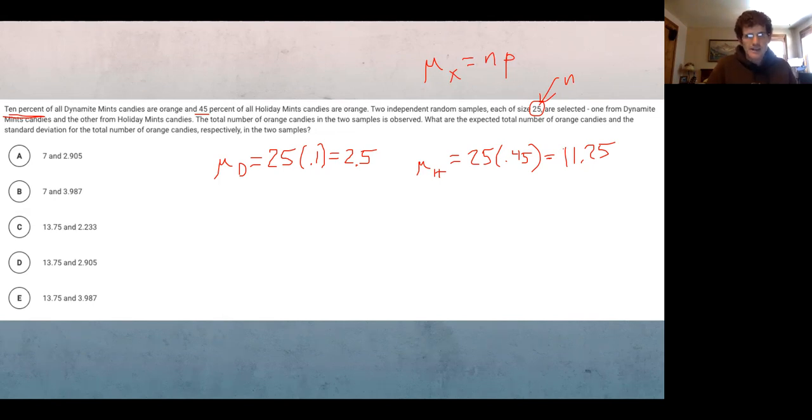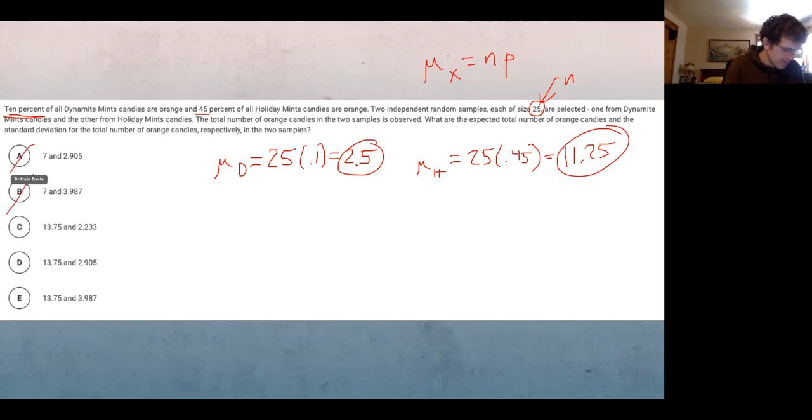So now that we've got it, the combined number of orange candies, maybe if I put all 50 candies together, it would be these two added together. That's going to be 13.75. It's the 2.5 plus 11.25. 13.75 means it's going to be one of these three. And here's something you can use just as well, I'm jumping ahead. Let's go ahead and find the standard deviation.